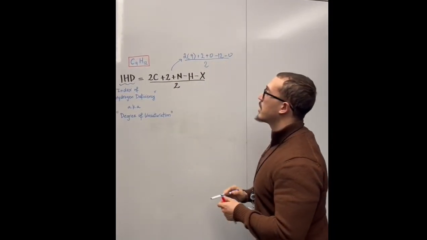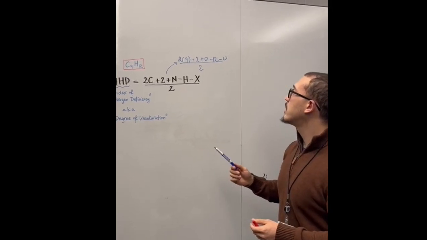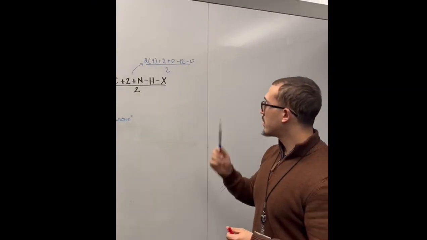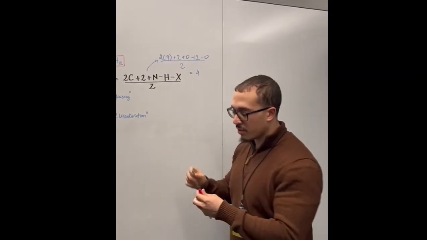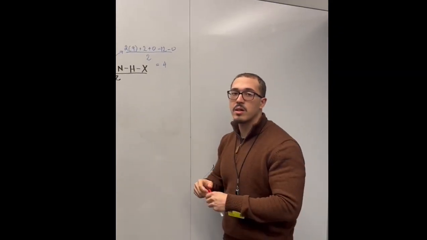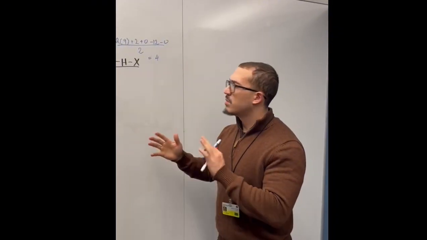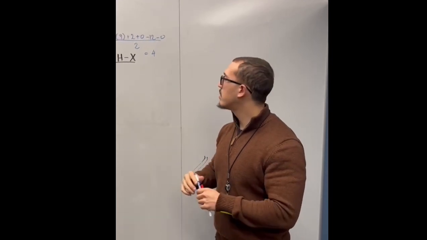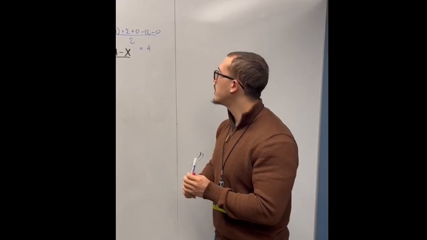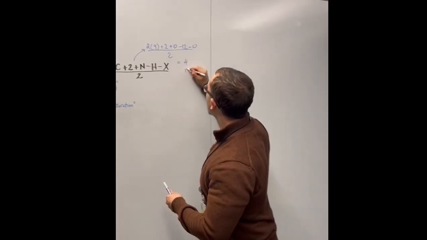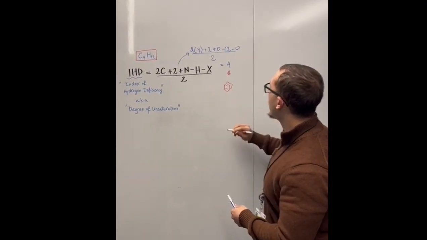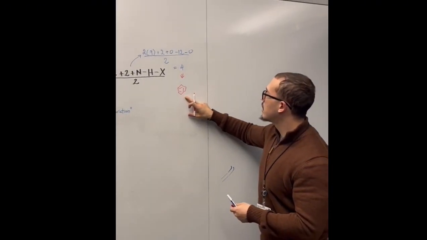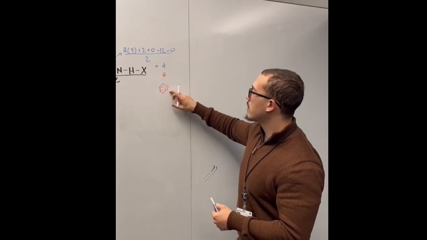Altogether, 2 times 9 is 18. 18 plus 2 is 20. 20 minus 12 is 8. Divided by 2 should be 4. So that confirms our 1H NMR chemical shift of about 7 to 8.5, which is where most aromatics would be. So that would be characteristic of our benzene ring. So we know for sure our degree of unsaturation being 4 will give us this benzene ring.